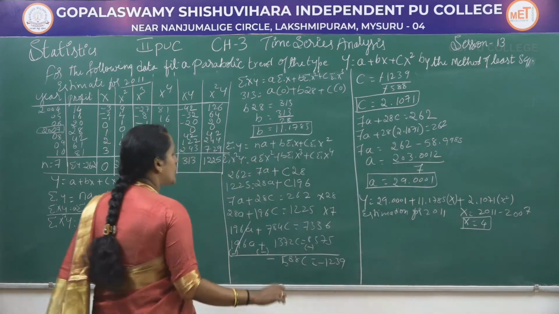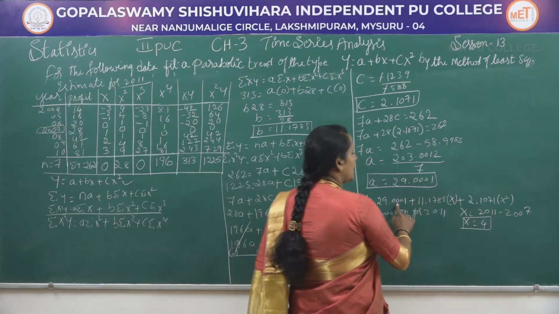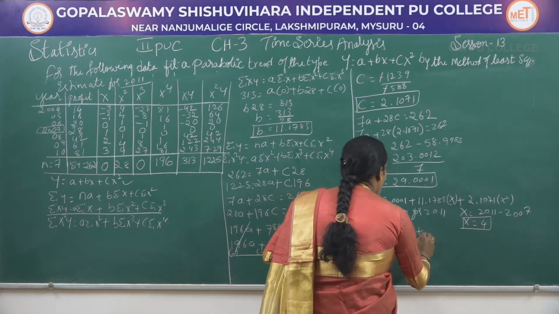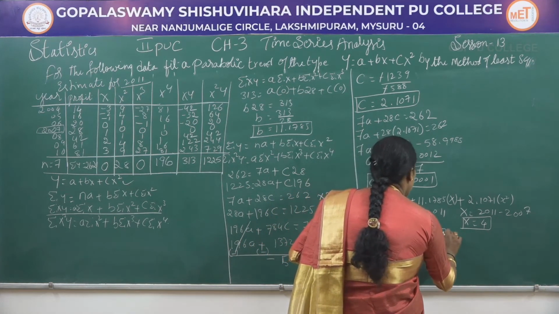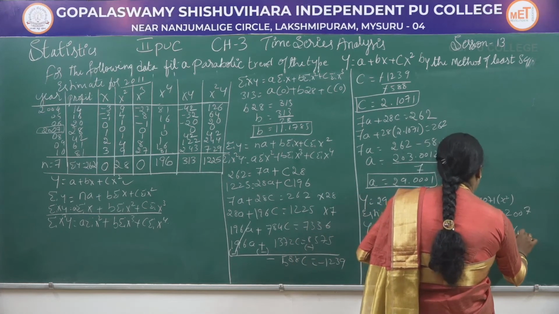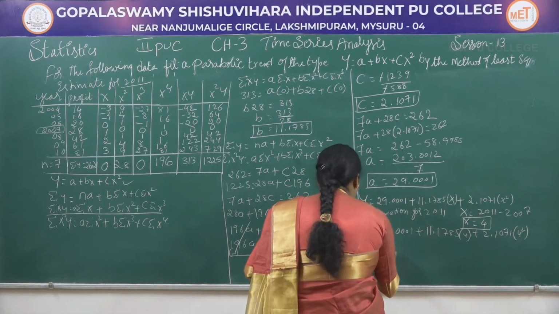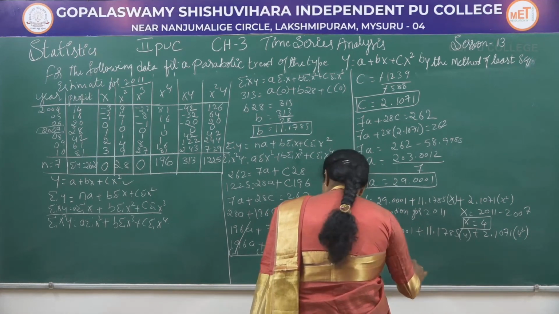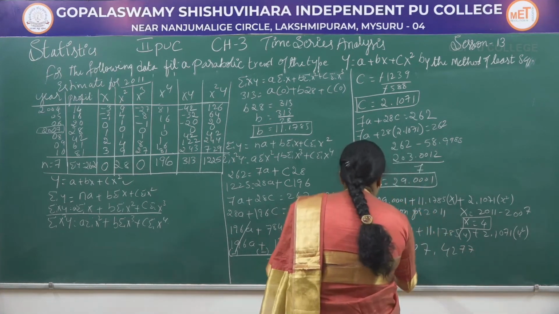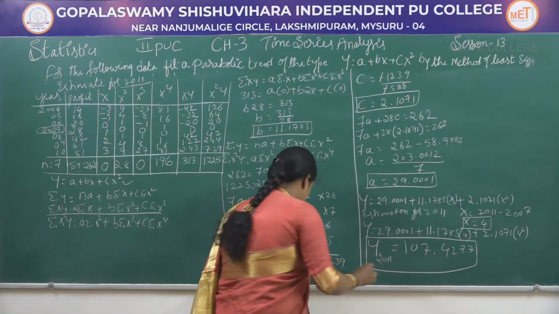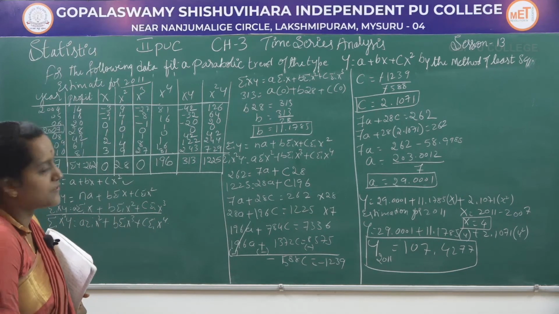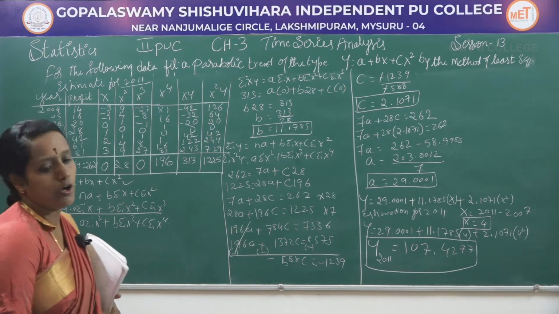Substitute this x value in this equation. So y is equal to 29.0001 plus 11.1785 into 4 plus 2.1071 into 4 square. After simplifying, the estimation for 2011 is 107.4277, or approximately it can be 107. So we have done the estimation for 2011 also.